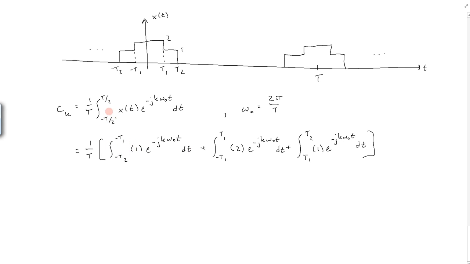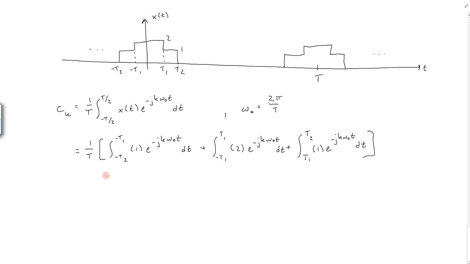Notice that even though we went from negative T over 2 to T over 2, everything outside of the range from negative T2 to T2 is 0, and therefore it doesn't factor into this integration. We could have also included terms that went from negative T over 2 to negative T2 in between here and here, but that's all zeros, and likewise from T2 to T over 2 over here, but that's also going to be all zeros, so it's not part of this.